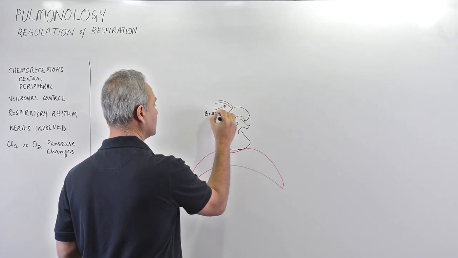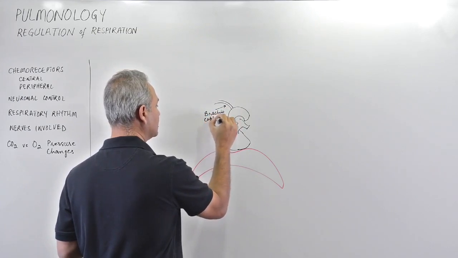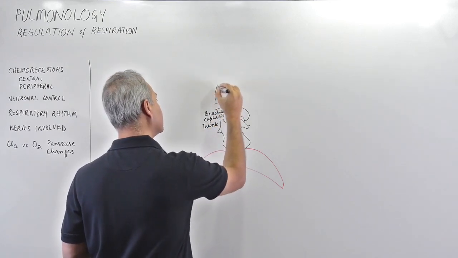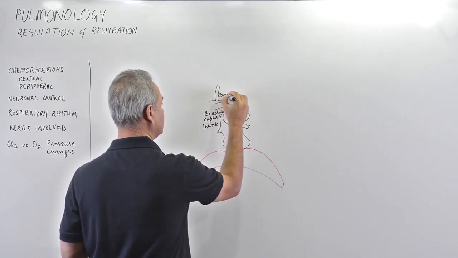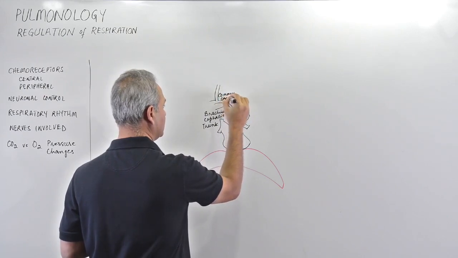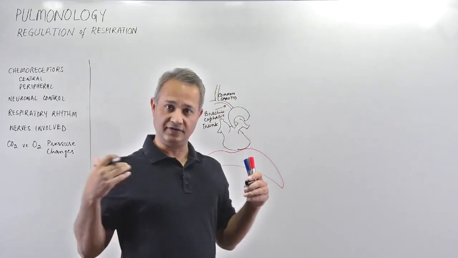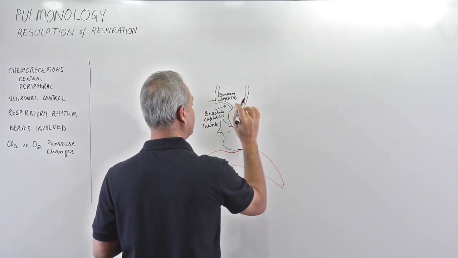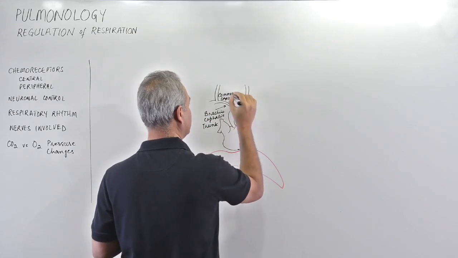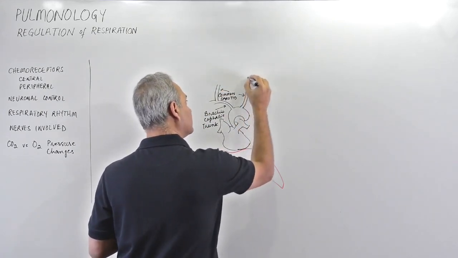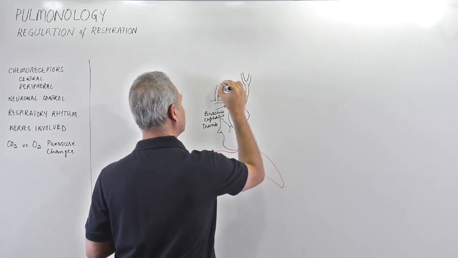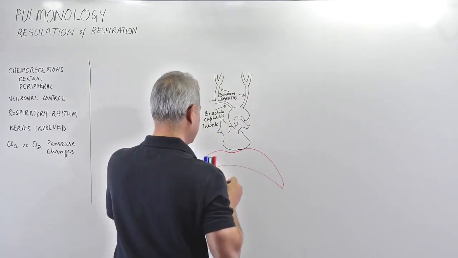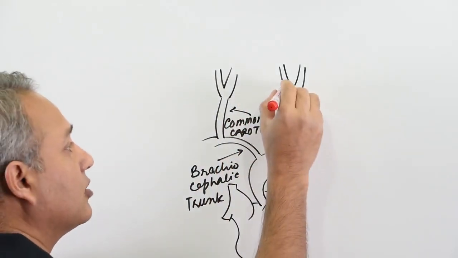brachiocephalic trunk, and this gives off the common carotid on the right side. On the left side, the common carotid is a direct branch of the arch of aorta. The common carotids then bifurcate into internal and external carotids, right? So at the bifurcation, we have the carotid sinus and carotid body.